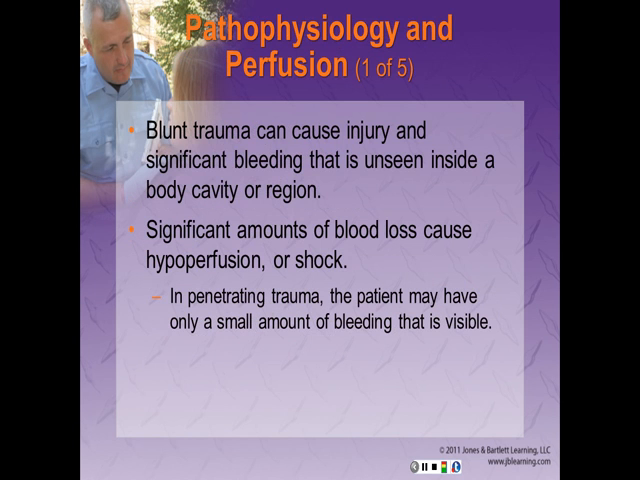Blunt force trauma can cause injury and significant bleeding that is unseen inside a body cavity or region. Significant amounts of blood loss, even without visible bleeding, cause hypoperfusion. In penetrating trauma, the patient may have only a small amount of bleeding that is visible. However, the patient may have sustained injury to internal organs that will produce significant bleeding that is unseen by you and may cause death very quickly.